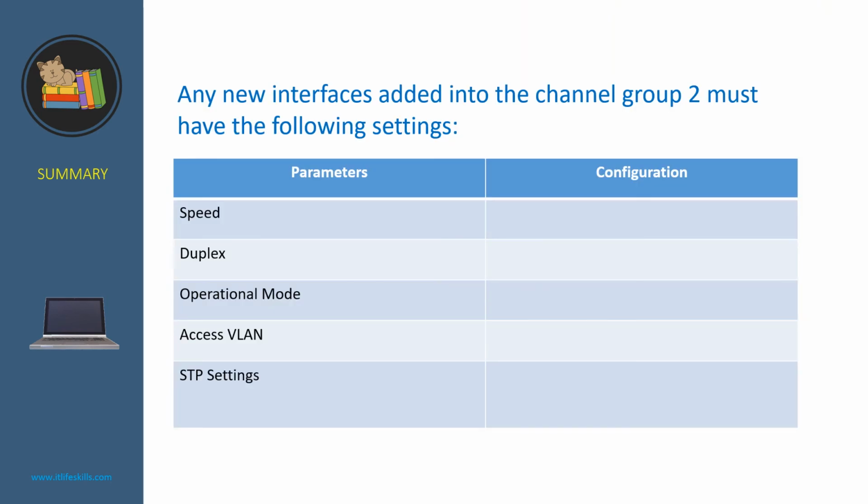In summary, any new interfaces added into the channel group 2 must have the following settings. The speed is 10 gigabit per second and set to auto. The duplex mode is set to auto. The operational mode is access mode. The access VLAN is VLAN 10. For STP settings, the port path cost is 10. The port priority is 128 and the link type is shared.